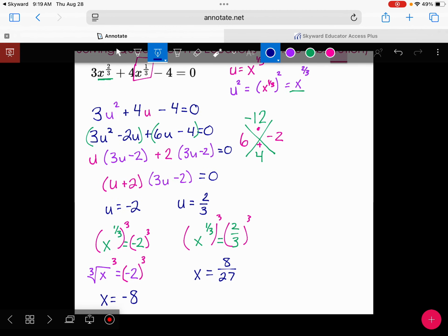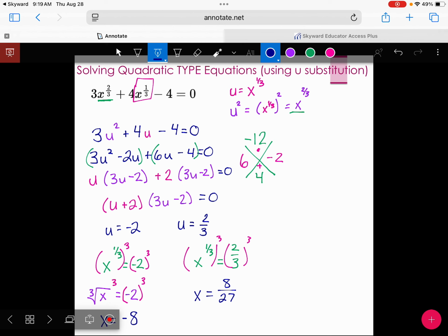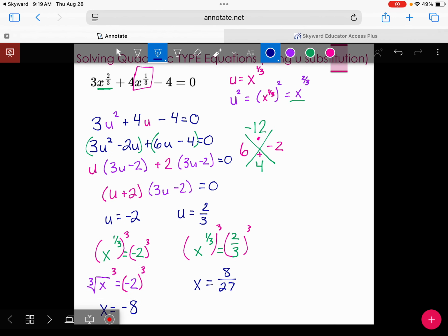Let me zoom out so we can see the whole thing. These quadratic type problems are a little finicky and weird and awkward. Questions? Okay. Because that is the end of 2.5. That is everything in 2.5. Those quadratic type ones are weird and awkward, but they just take some practice.